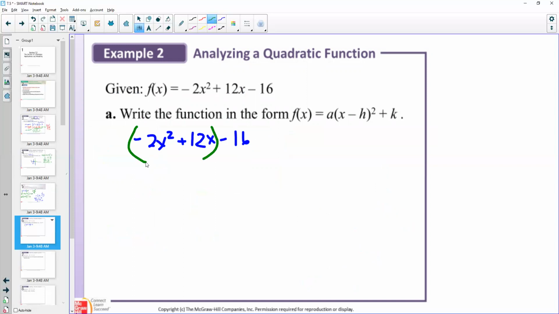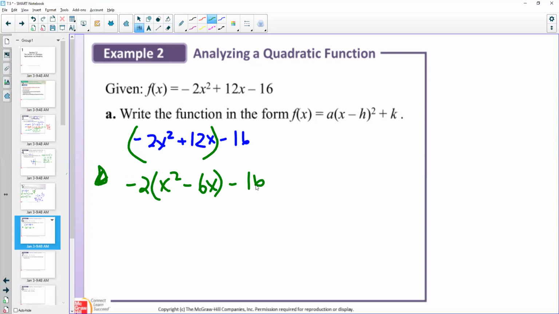The step here that matters is in order to complete the square, I can't have a coefficient in front of x squared. I have to factor out that -2. So I'm going to pull it out to the front. I get -2, that leaves me x squared minus 6x minus 16.